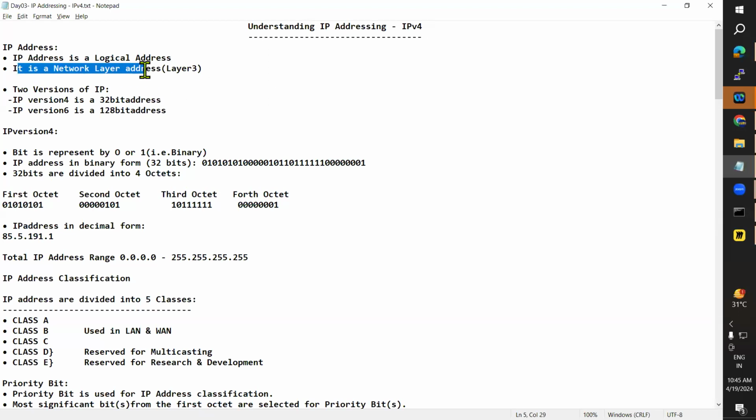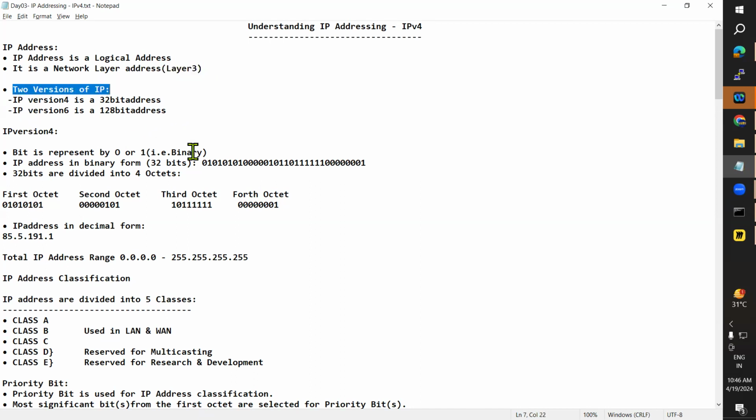Okay, it is a layer 3 address. So what is layer 3? We will discuss the OSI layers tomorrow, and then you will come to know what layer 3 is. As of now, let's learn it by heart. IP address is layer 3, the network layer 3 address. I will tell you in tomorrow's class what the layers are. Okay.